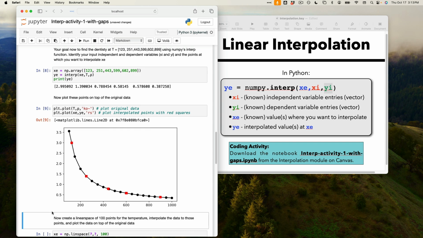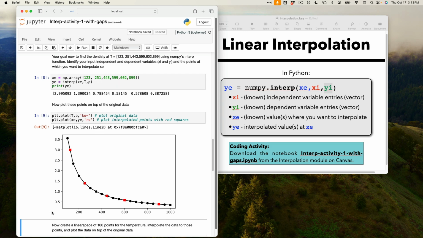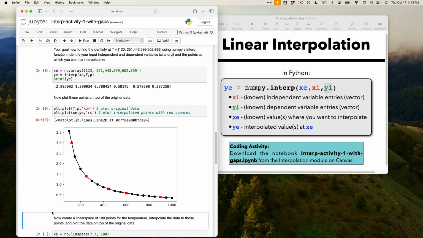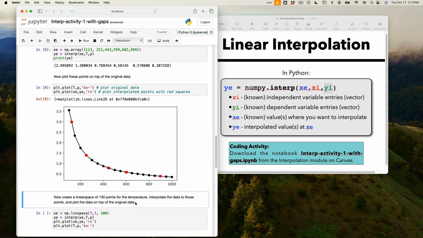So the first one at 123, and this is the value, 2.99. The second one, the third one, and so on. And they're lying correctly in between each pair of points. So Python knows what it's doing. It's great, very simple. This data set could contain 1 billion points. Just do it like that. Okay, good. So let's see what's next.